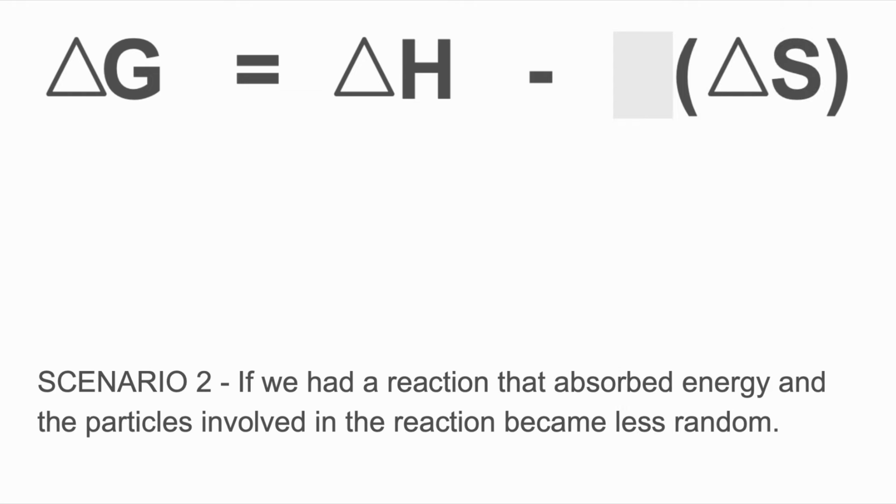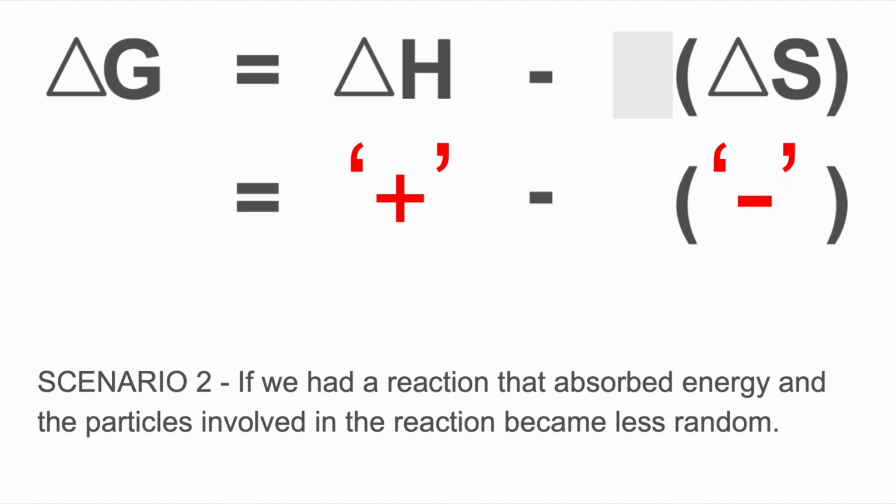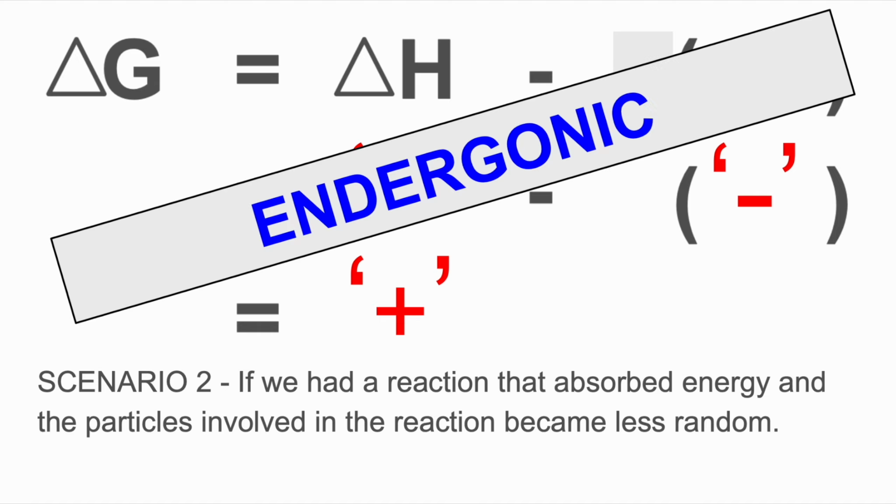Let's give you another scenario here. Let's say we had a reaction that absorbed energy, and the particles involved in the reaction became less random. Taking a look at this equation, our delta H in this case would be positive because it is endothermic. The delta S would be expressed as a negative value because it is becoming less random. When it comes to completing our calculation, regardless of the values, we would know that if we took a positive value and subtract a negative value from that, we're going to end up with a positive value. So in this case, delta G is positive. That would make it endergonic, non-spontaneous.